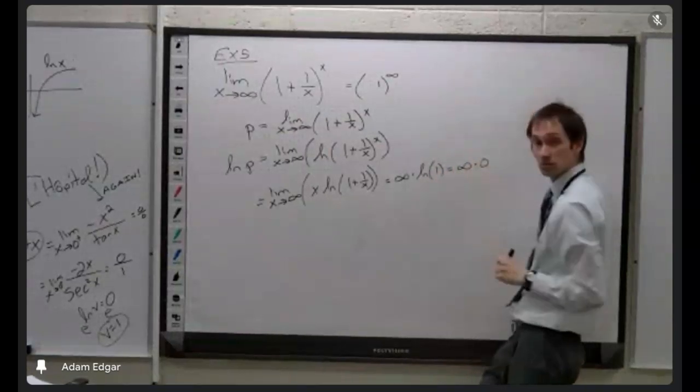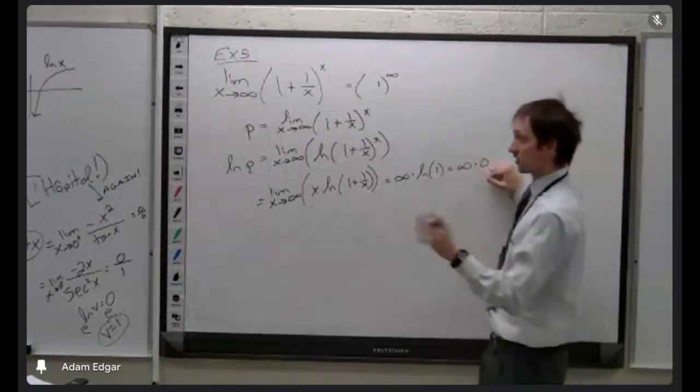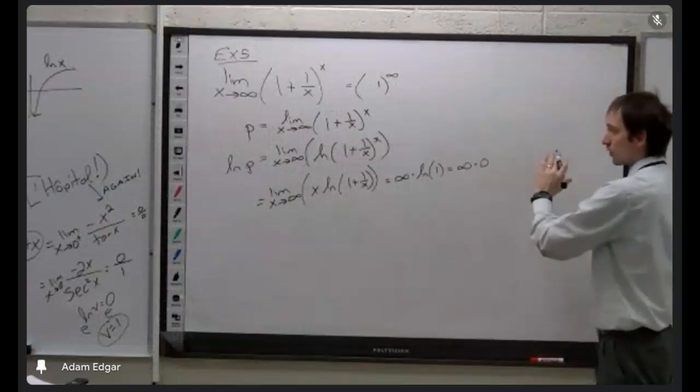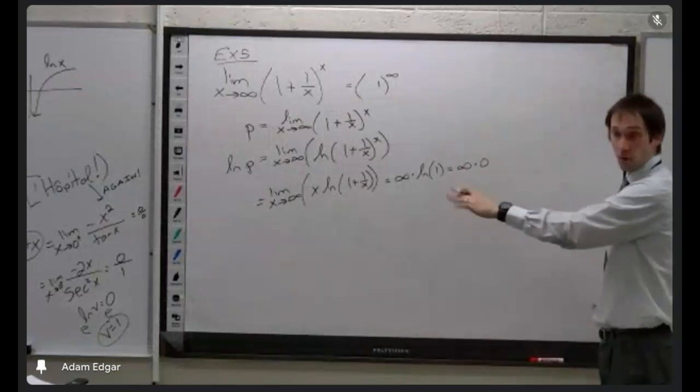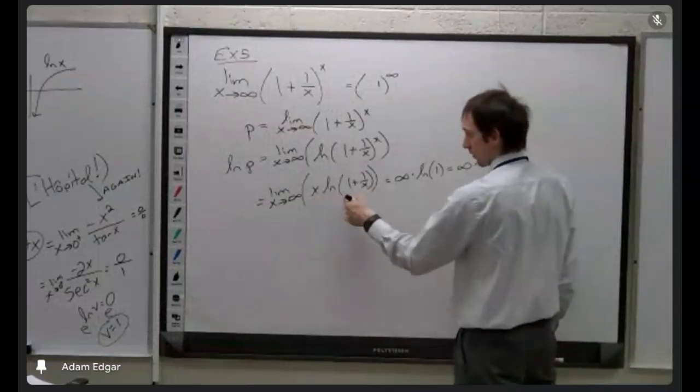So it's another indeterminate form. In this case, it's a 0 times infinity sort of thing, so we turn multiplication into division. Who do you want to deal with the reciprocal of? X or the natural log of something?